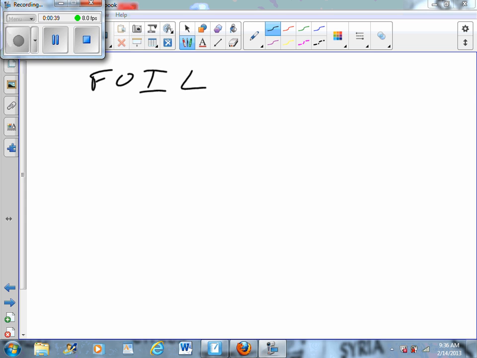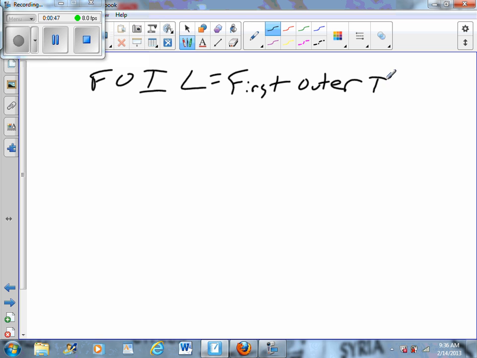Now remember, what does this stand for? First, outer, inner. Yeah, F is first, outer, inner, and then if I can get this in here, last, right? So on number 28, let's look at this one first. I know your assignment was 40 through 78, but they all work the same.